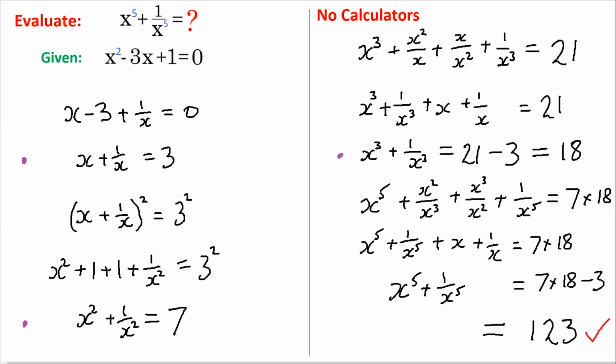And that's our answer. Did you find that interesting? A nice problem, I think. And next time you see a problem with x plus 1 over x raised to various powers, don't panic. Just remember that the middle section of the expansion simplifies quite quickly.